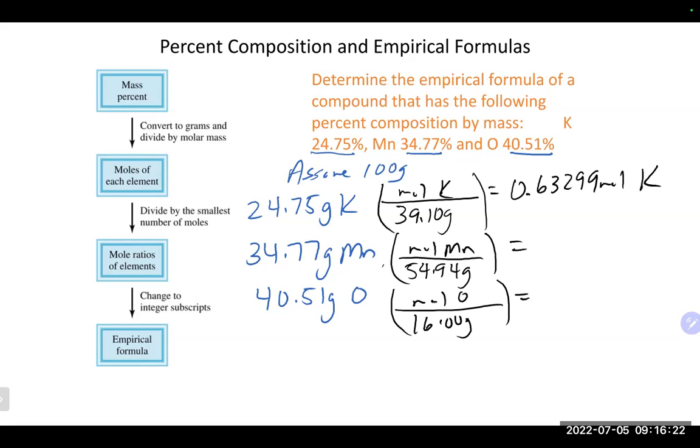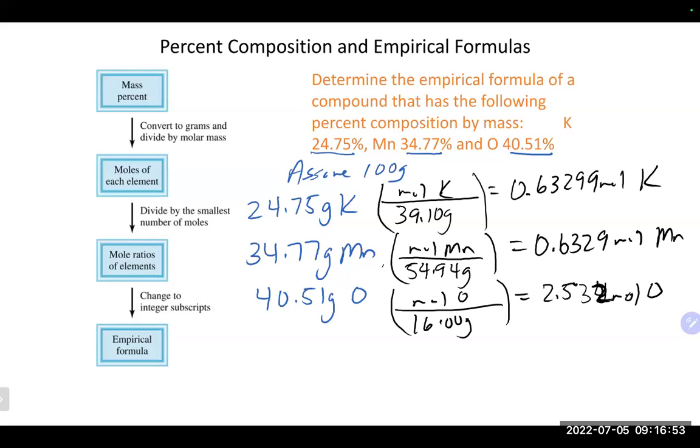34.77 divided by 54.94 gets us 0.6329 moles of Mn, and 40.51 divided by 16 gets us 2.53, and we'll call it 2 moles of oxygen. Any questions so far?